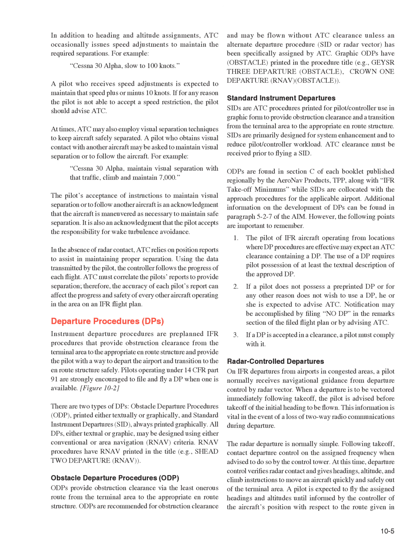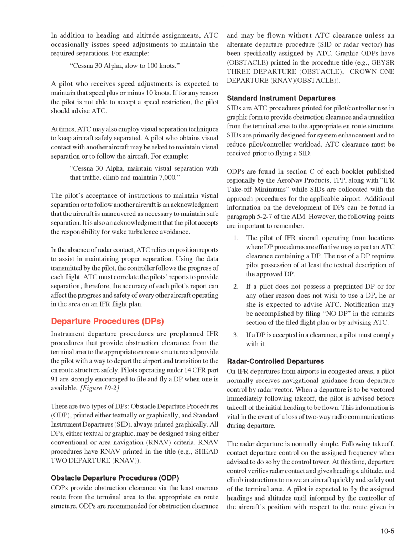Departure procedures, DPs. Instrument departure procedures are pre-planned IFR procedures that provide obstruction clearance from the terminal area to the appropriate en-route structure and provide the pilot with a way to depart the airport and transition to the en-route structure safely. Pilots operating under 14 CFR Part 91 are strongly encouraged to file and fly a DP when one is available.